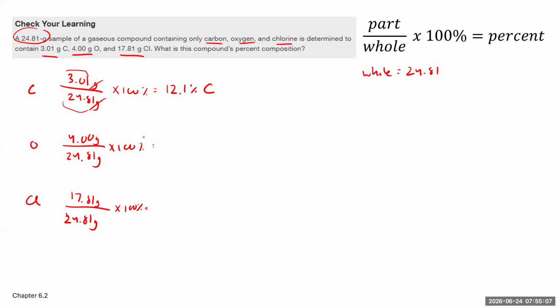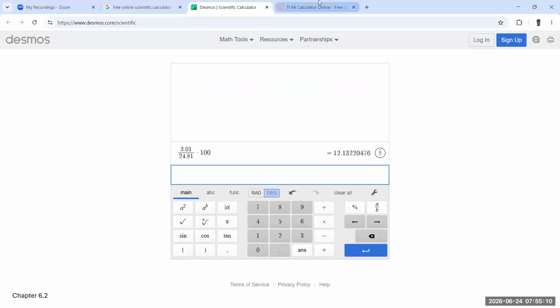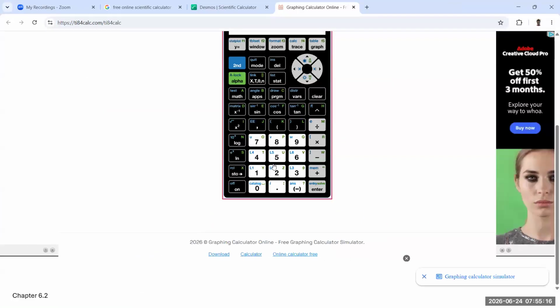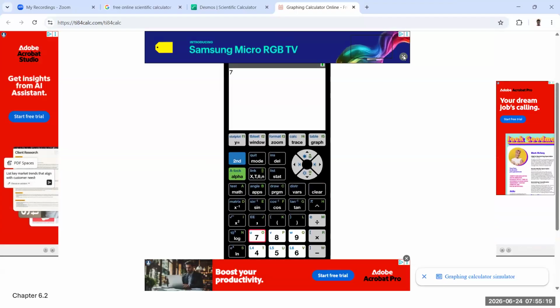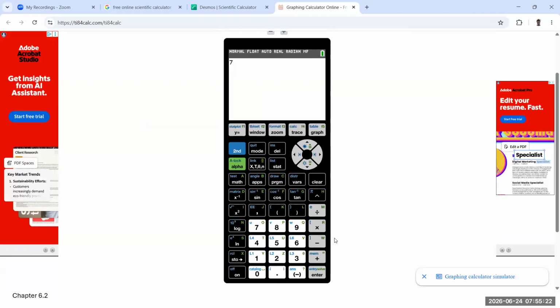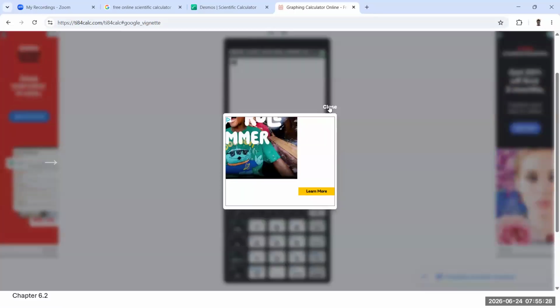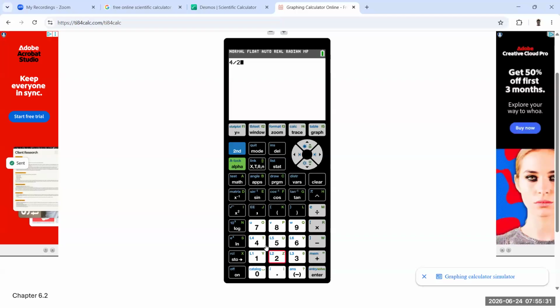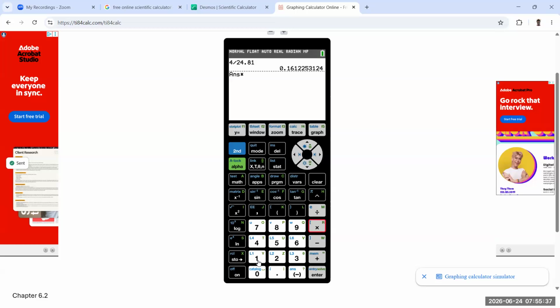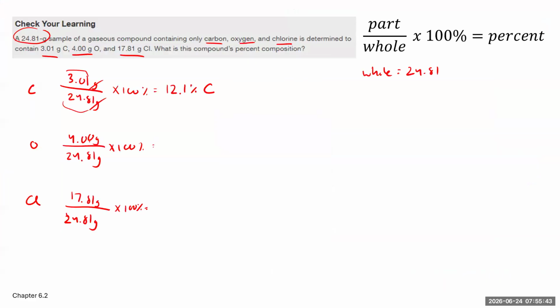All right, next one is 4. Let's use the other calculator so we can go back and forth so you can see this. This is how I like to do this calculation. It's going to be 4. Close up some of this here. All right, so clear this. It's 4. You don't have to put the .00 in the calculator if you don't want. 24.81, and I say enter, times 100. Enter. 16.122. So 3 sig figs, so 16.1% oxygen.